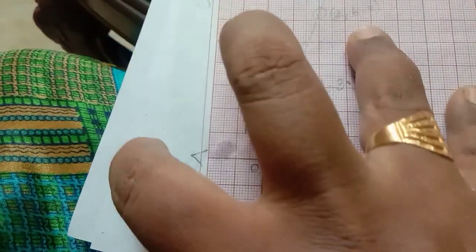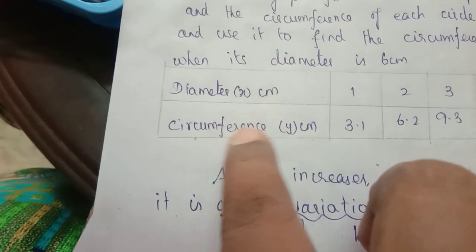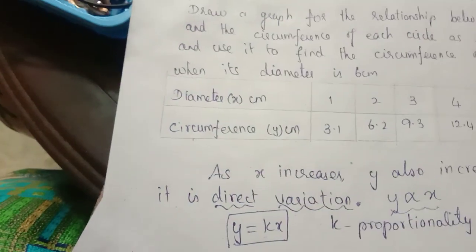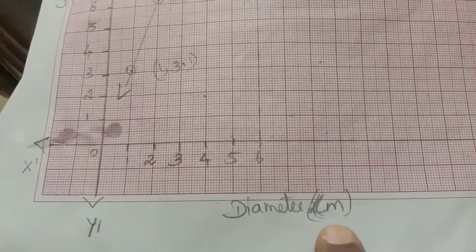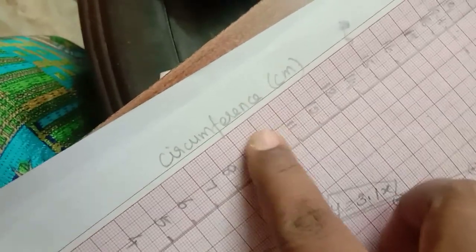Okay. Next, see the table. We have to see the table. In the table, what are all the things given? For x, diameter in centimeter; y denotes circumference in centimeter. That you have to mention. Along the x-axis you have to write diameter in centimeter. Along the y-axis we have to write circumference in centimeter. Okay, like this we have to write.